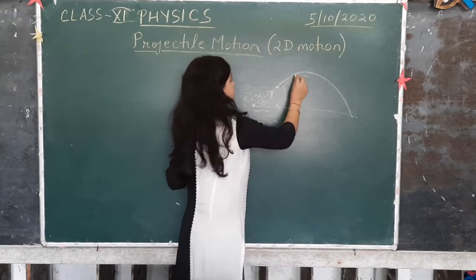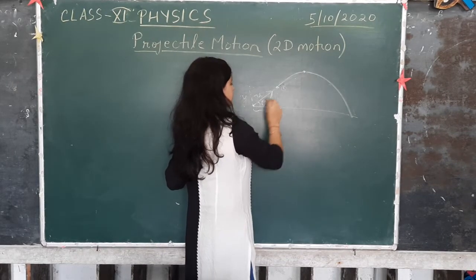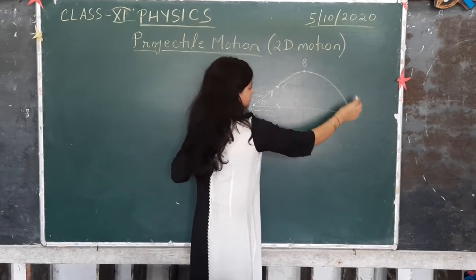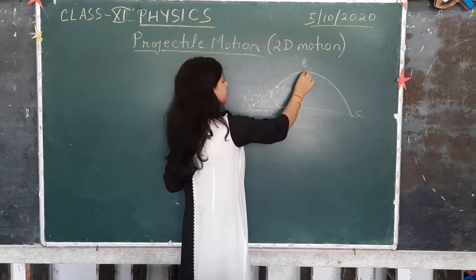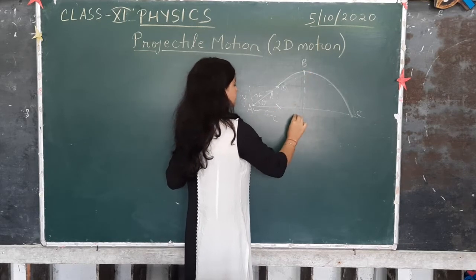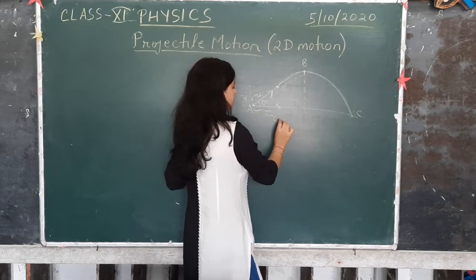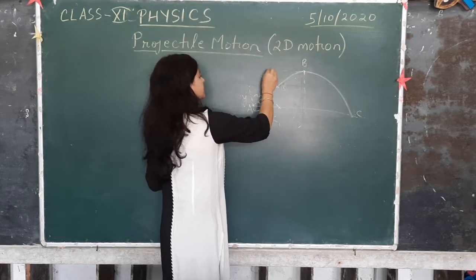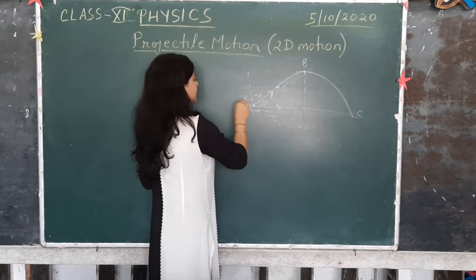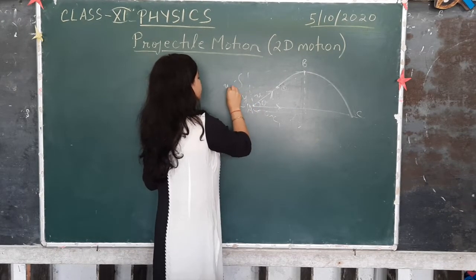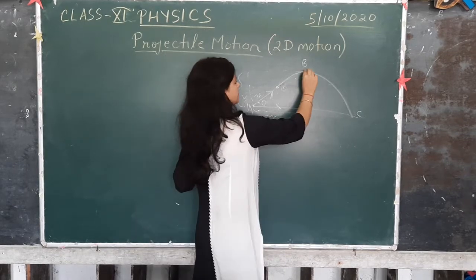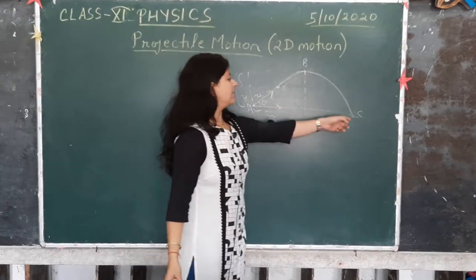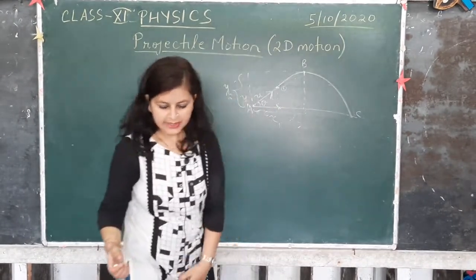If you come to the highest point B, say this is point A, the initial position, this is B, and the last position we take as C. Here you can see it has covered a certain distance, say this was x1 and this second one is x2. Here it has covered a certain height along the y-axis, say this was y1 and this second one will be named y2. Then again it will descend and come down to the same level as it was launched.